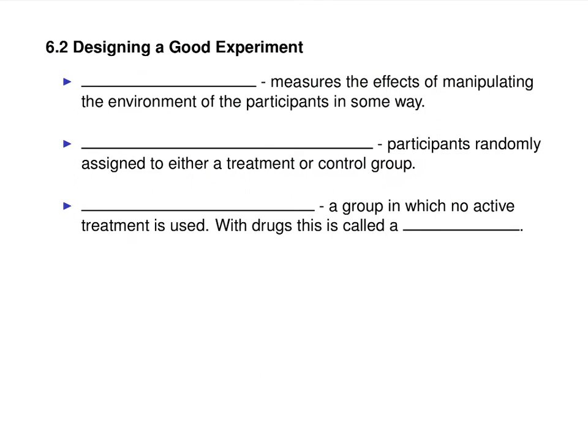If you're going to design an experiment, let's talk about how you're going to do it well. An experiment measures the effects of manipulating the environment of the participants in some way. And in a randomized experiment, participants are randomly assigned to either a treatment group or a control group.